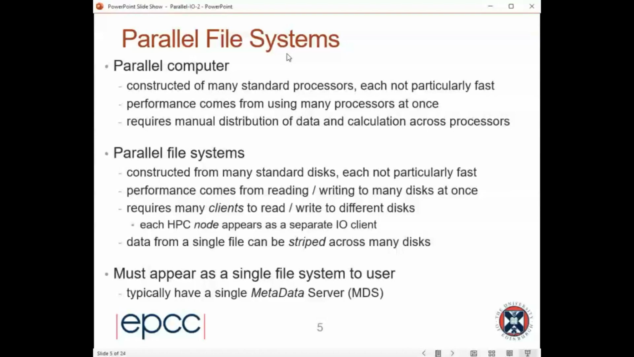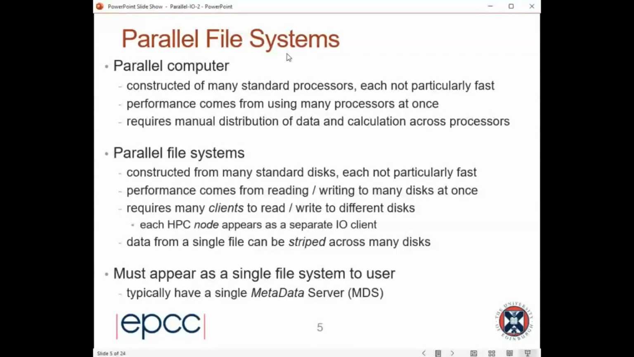Parallel file systems are constructed from many standard disks, each not particularly fast. It's difficult to make disks faster. The simple thing is to, rather than spending lots of money on slightly faster disks, buy lots and lots and lots of standard disks and use lots of them. So the performance comes from reading or writing to many disks at once. Each disk isn't particularly fast, but a parallel file system has lots of them. However, it's up to you to ensure that your I/O setup achieves that.